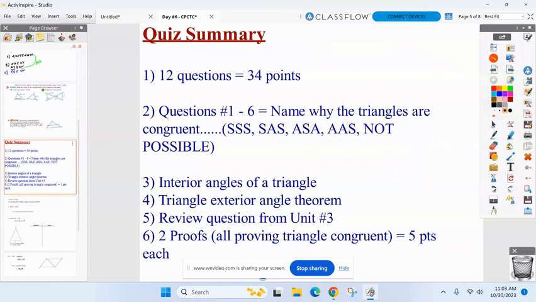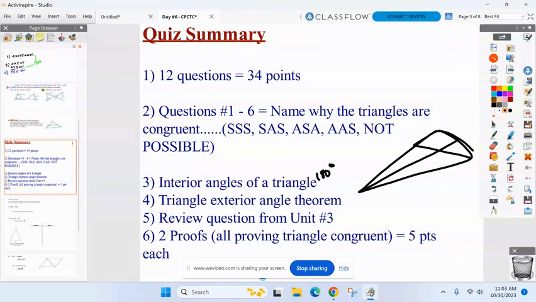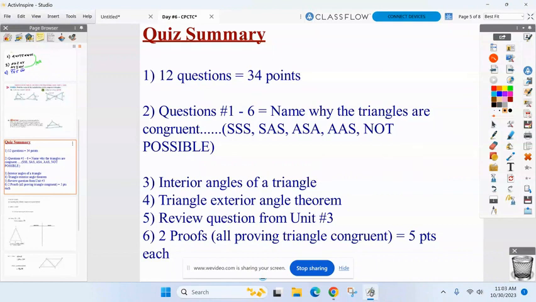Everyone always thinks this quiz is all about proofs. Days 1 and 2, we did no proofs at all. Day 1 dealt with the interior angle, like naming a triangle. How many degrees are in a triangle? 180. Any triangle has 180. I don't care if it's a triangle within one. 180 degrees everywhere.